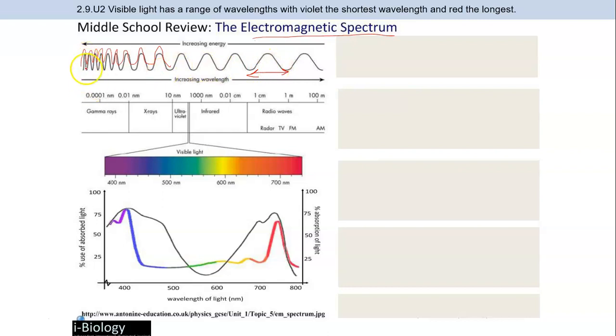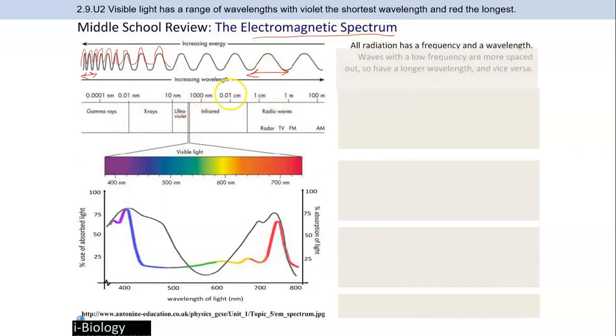If there is more frequency, is it less wavelength or more wavelength? Pause the video. Yes, if this is more frequency, then this is less wavelength, and the more frequency has more energy, and the less frequency has low energy. That's what is happening. All radiation has a frequency and a wavelength, and waves with a low frequency are more spaced out, so have a longer wavelength, and vice versa.